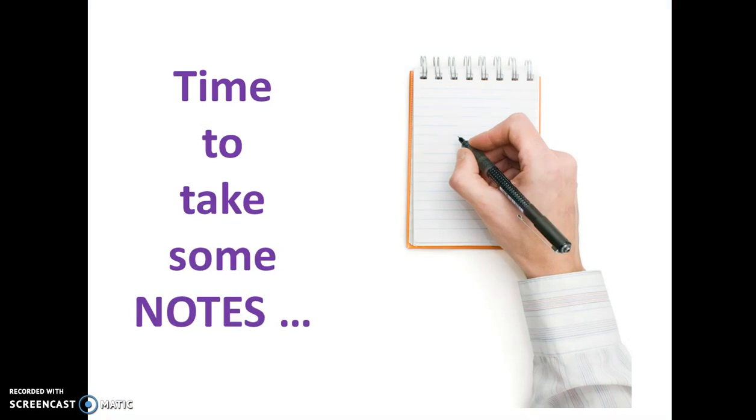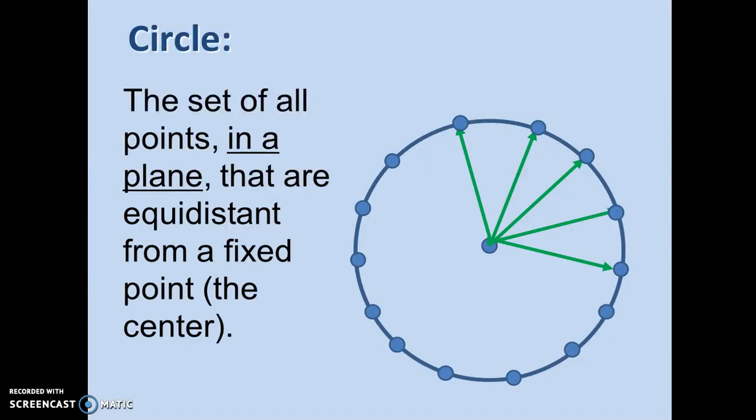All right, time to take some notes. I provided you with a notes page. Let's use that now to take our notes. So first of all, the definition of a circle. The circle is the set of all points in a plane, that basically means it's two-dimensional or flat, that are equidistant, which means the same distance from a fixed point, which is the center. So again, the set of all points that are equidistant, the equal distance from a fixed point, which is the center.